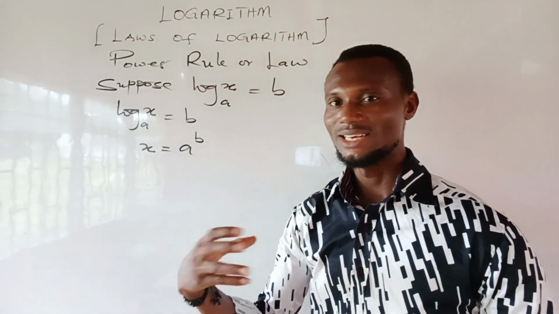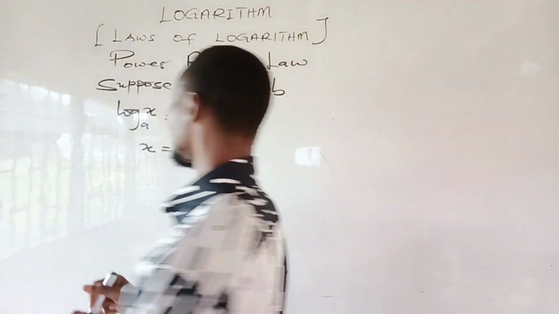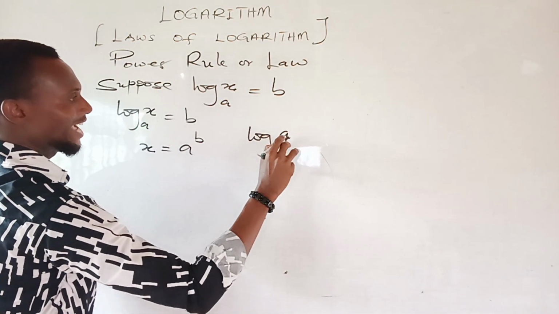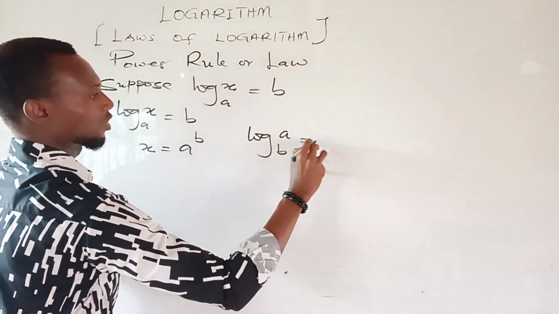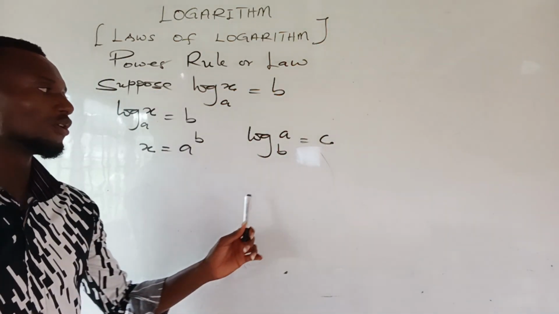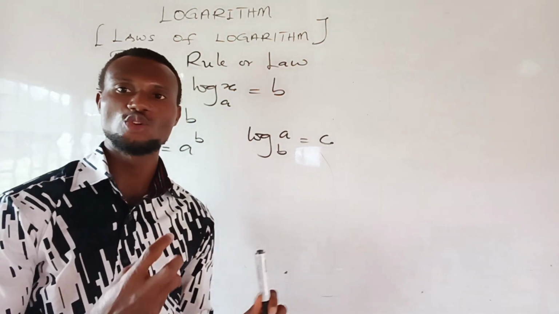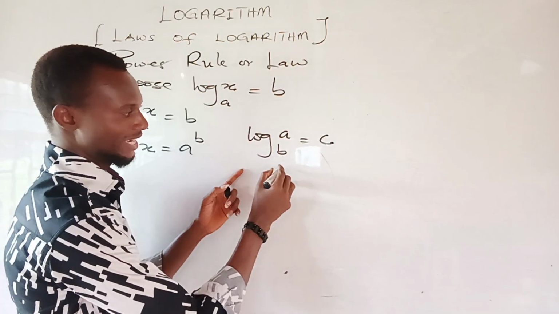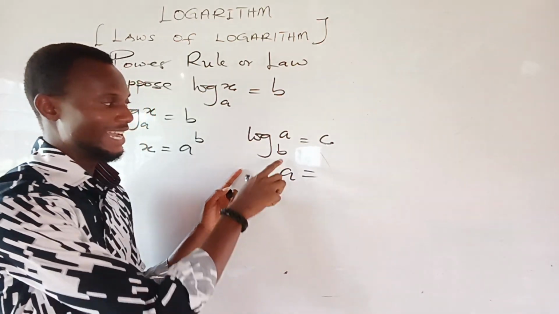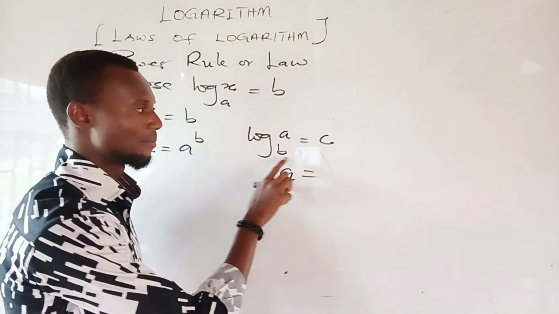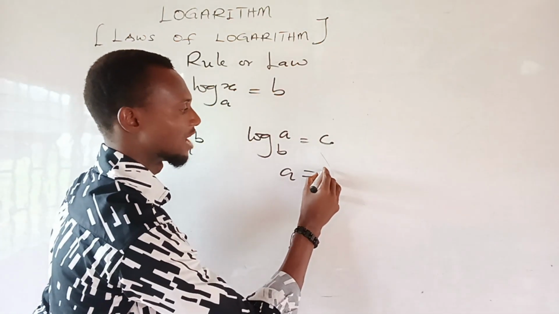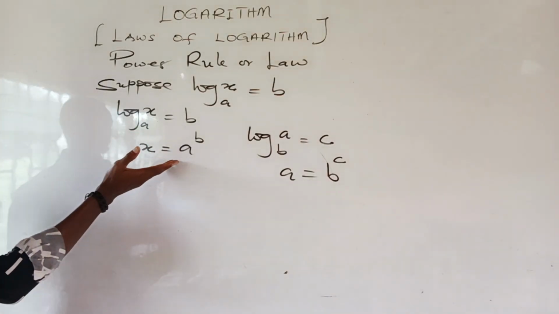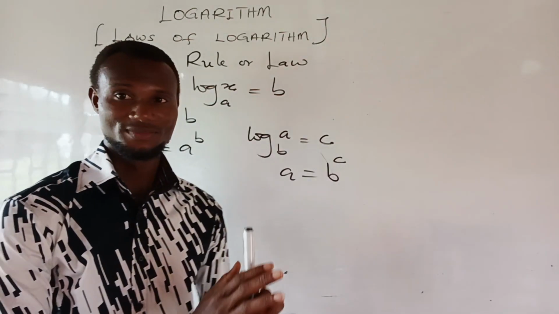As simple as that. Let me use another example to explain it to you. Let's say I have log a to the base b equals c. I want to write this in a form that there will be no more log inside. All that you need to do is write your a, which is here, bring your equal sign, and the base here, which is the b, will come and carry the c as a power. So you are going to have a equals b to the power c. As simple as that. I hope you understand up to this point.